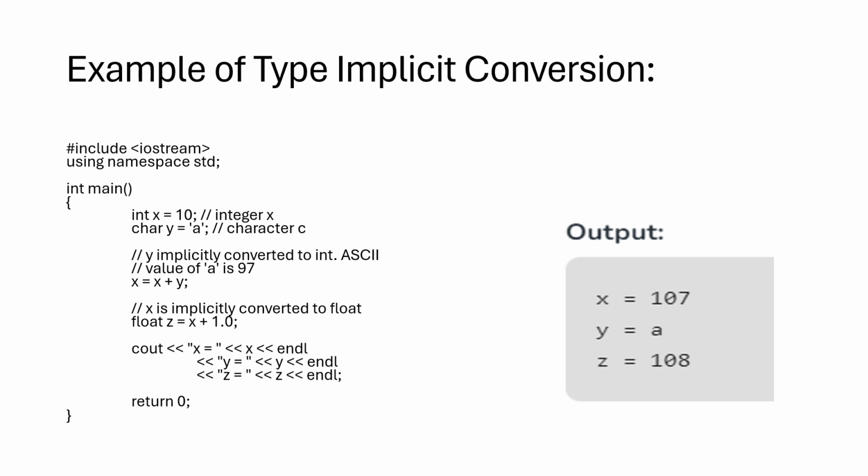After that, x is implicitly converted to float. So now we are doing float z is equal to x plus 1.0. Now x is 107, but implicitly it converts to float, so 107.0 plus 1.0. So what will the answer be? Now we are going to print the values of x, y, and z. So this can be the output of the program.